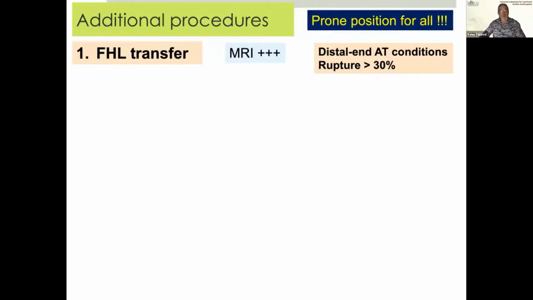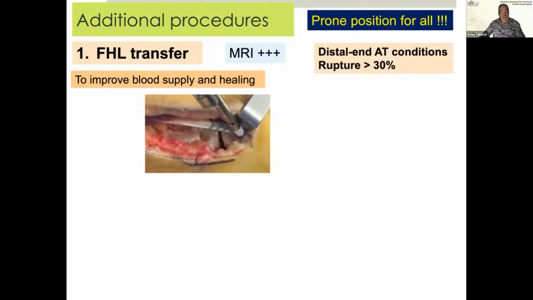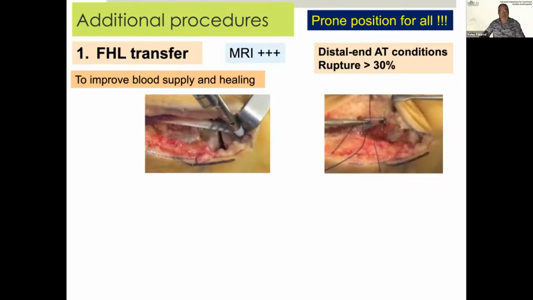if you have to use or not this FHL transfer, depending on the distal end condition. And when there is a rupture over 30%, I recommend to use, in addition to the Zadek, an FHL transfer to improve the blood supply and the healing. And very, very quickly, you have seen the insertion. I do it as an open procedure, but it could also be performed by a minimally invasive or tenoscopic procedure.